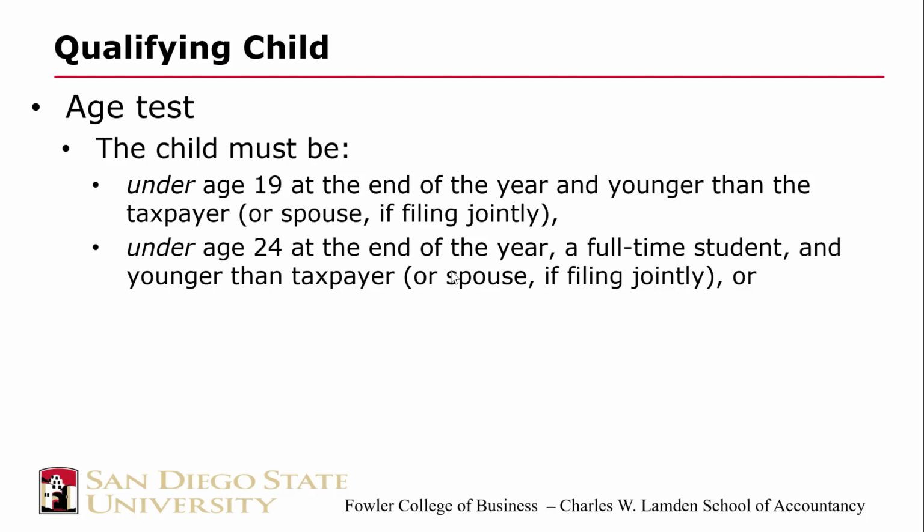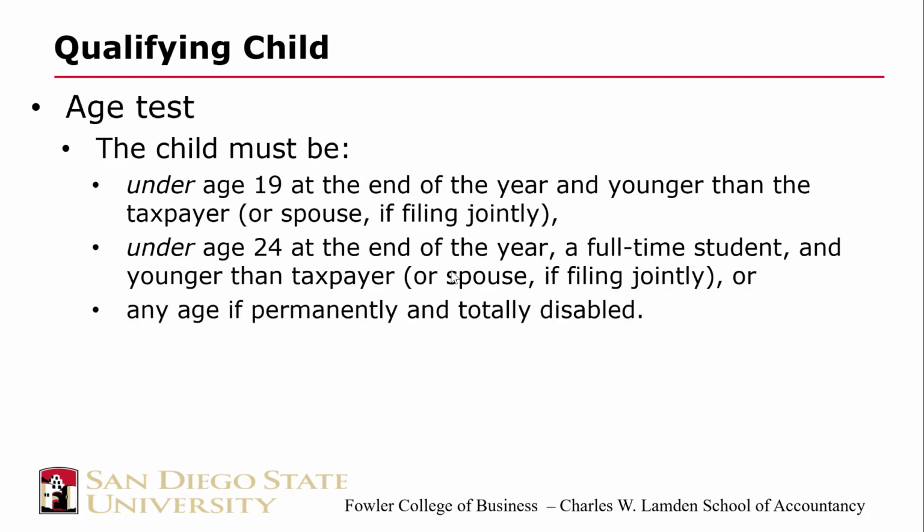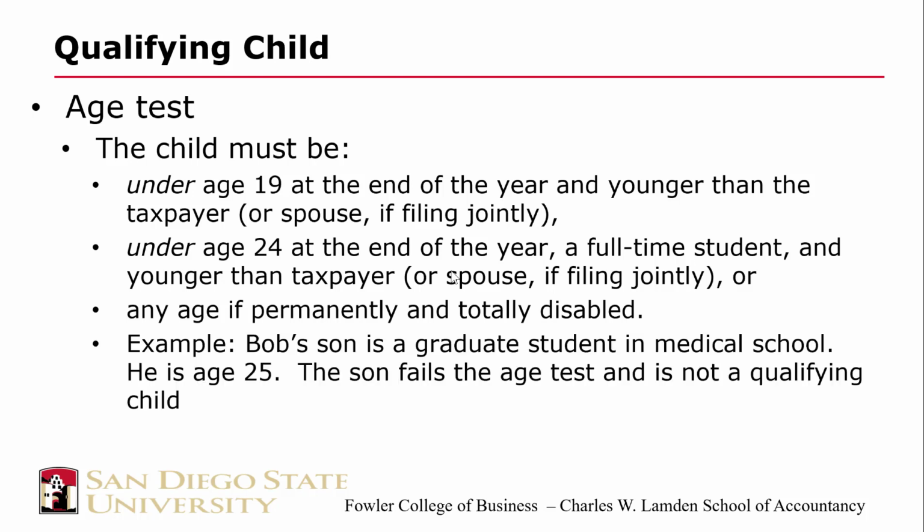Well, we'll let you be under the age of 24 if you're a full-time student. So in order to claim someone as a qualifying child who's 23, so I think of it as ages 19 to 23, they have to be a full-time student. If they are permanently or totally disabled, you can claim them at any age, and that's for obvious reasons.